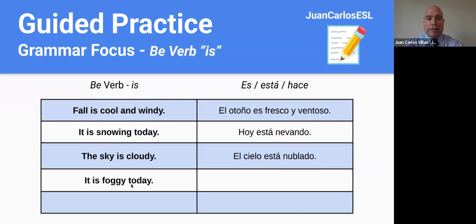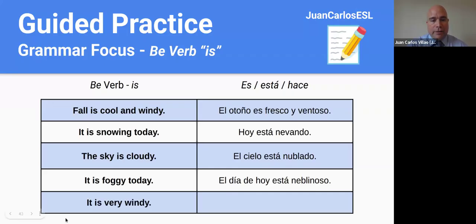It is foggy today. El día de hoy está neblinoso. It is very windy. Hace mucho viento. It is very windy.